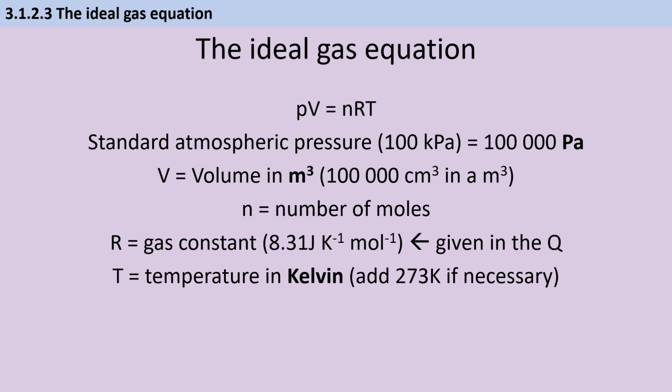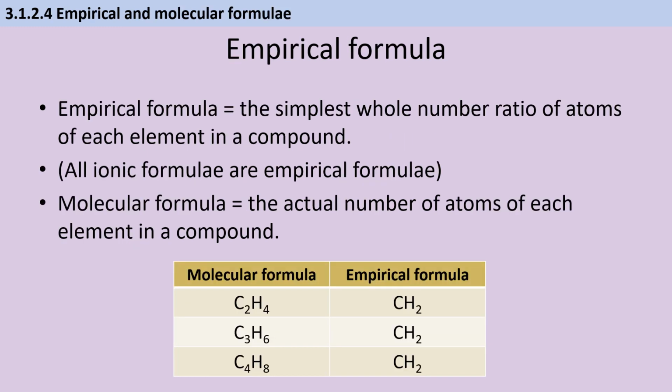Empirical formula is the simplest whole number ratio of atoms of each element in a compound. Ionic compounds have a formula that is already an empirical formula, but for a molecular substance it may or may not be the same thing. For instance, all alkenes have an empirical formula of CH2.